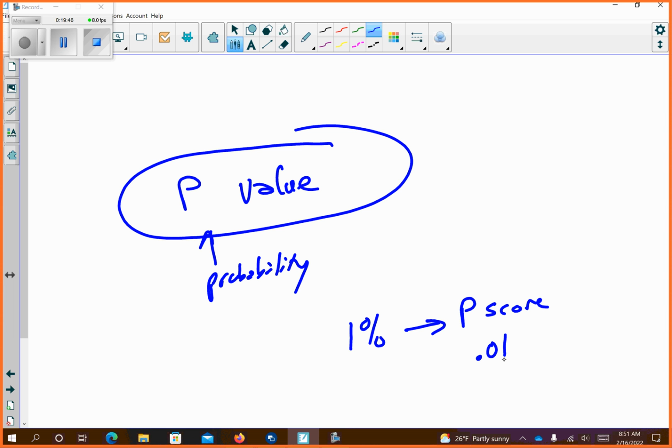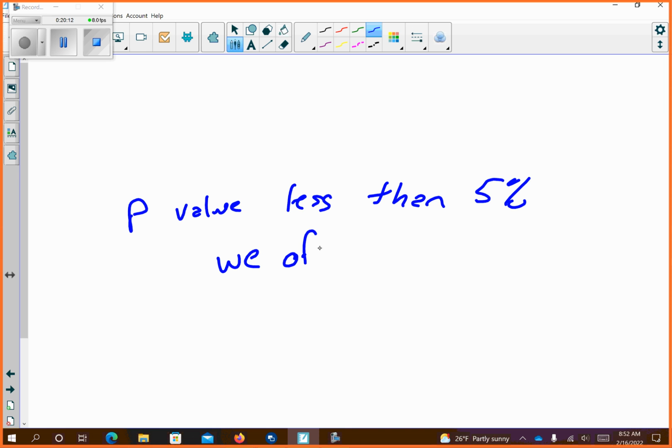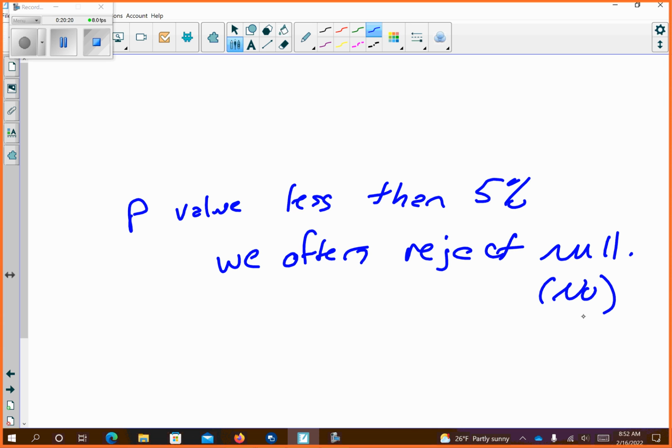That's pretty low, but is it low enough to reject the null? And it's something that we will debate. So the rule of thumb is this. If the p-value is less than 5%, then we often reject the null. That's the hypothesis that has the word no or not or something like that. Why 5%? This is something that we will find later.